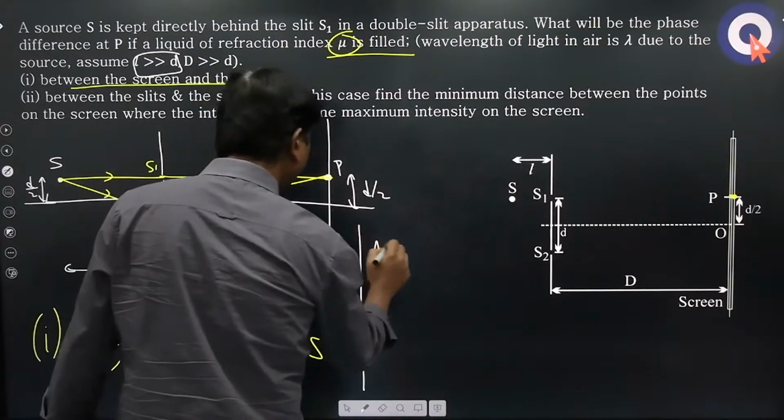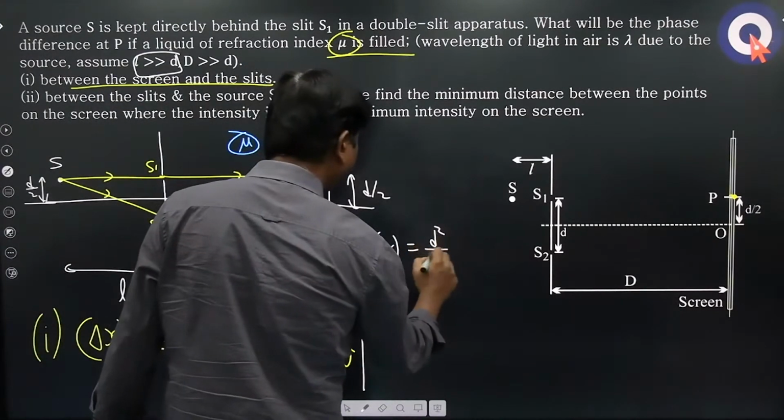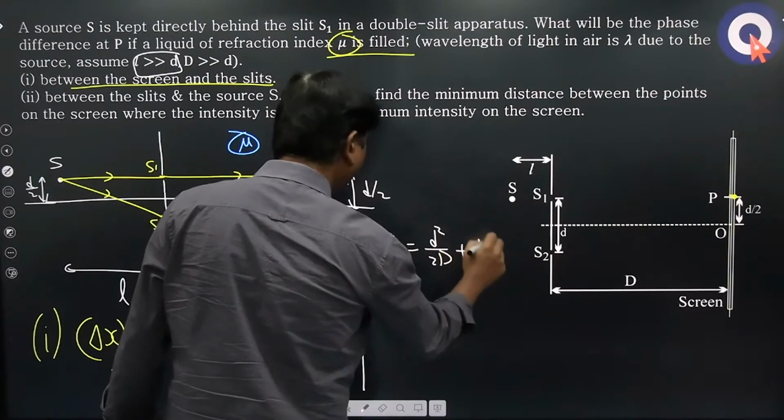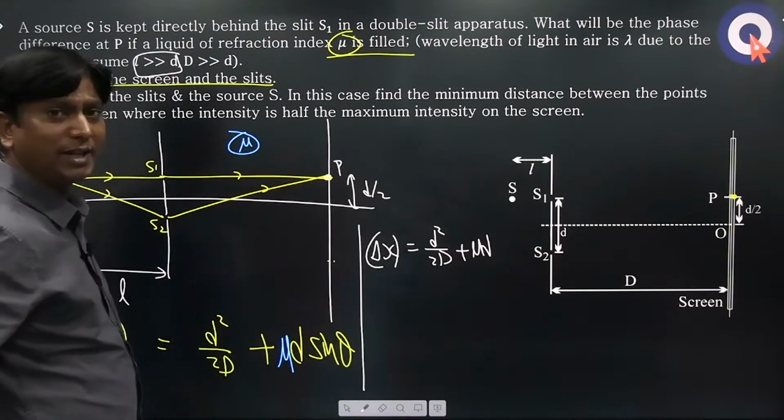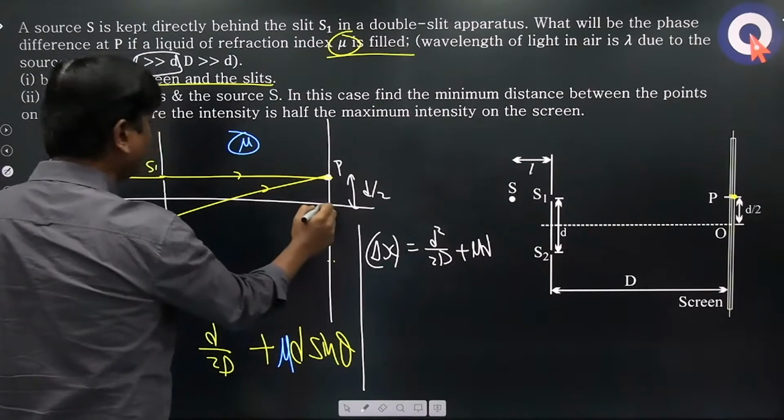So the net path difference is equal to d square by 2D plus nu d into sin theta. Sin theta is approximately tan theta. Tan theta is equal to y by capital D. Correct? So y is d by 2 by capital D.